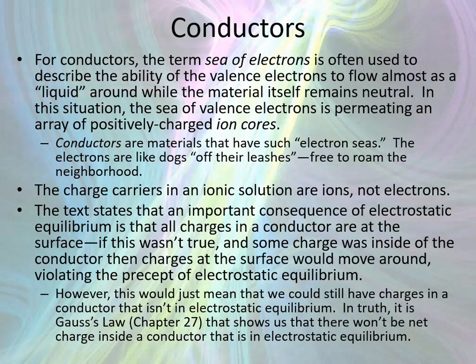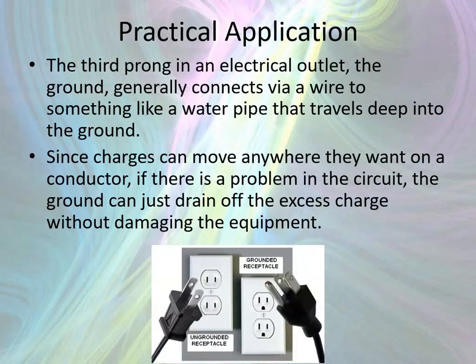In that case, the cat would be kind of like a positive charge. So in the case of an insulator, on the other hand, it's like dogs that are stuck on their leashes, where the leashes are bound to the owners, in that case, the parent atoms and molecules. So in a conductor, you're talking about a sea of electrons. It's like the dogs are off their leashes. They're free to roam the neighborhood.